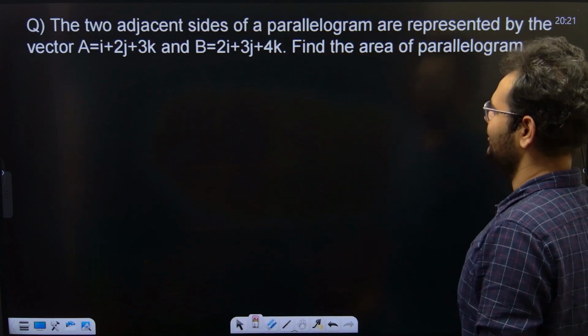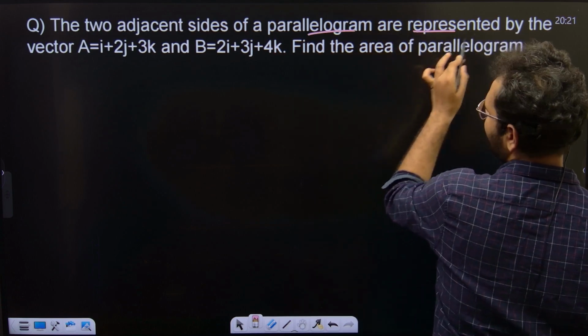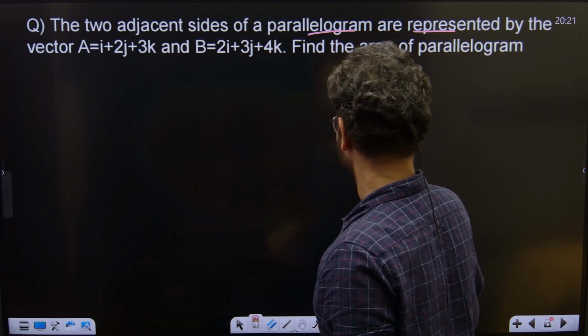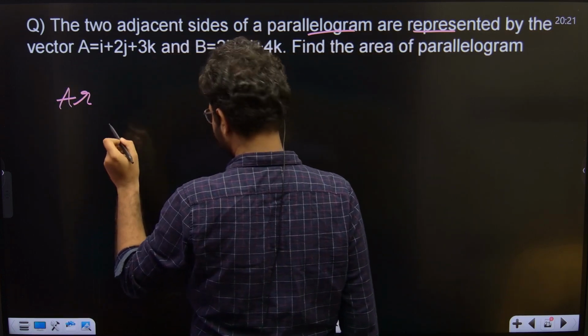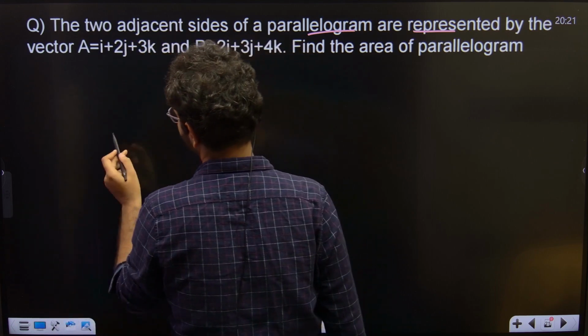Very good. So the two adjacent sides of parallelogram are represented by what area of parallelogram? Okay, this is from application of cross product. I will just discuss the formula. Anyway, you know, area. See, two things you have to remember. What, sir? What we have to remember?